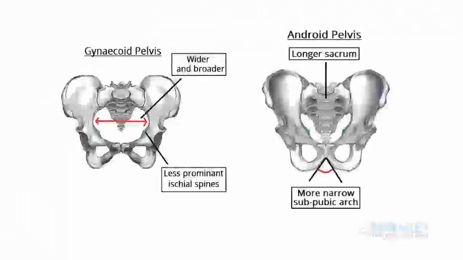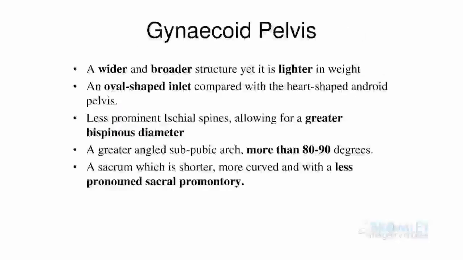So thereby, in obstetrics, you talk about the conjugate diagonals and other things, and that is of importance for obstetric practice. Whereas in the android pelvis, the ischial spines are more prominent. Greater subpubic angle, which we've already talked about, and I've said the sacrum in the android pelvis is more pronounced, it is longer, and the sacral promontory is more pronounced in the male, whereas in the gynecoid pelvis, the sacrum is shorter, it's more curved, and it's got a less pronounced sacral promontory.